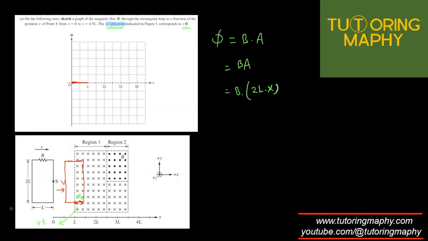It is increasing, but in the negative direction, remember? So it will increase on and on till some point 2L, so there will be a straight line, something like this, till 2L.